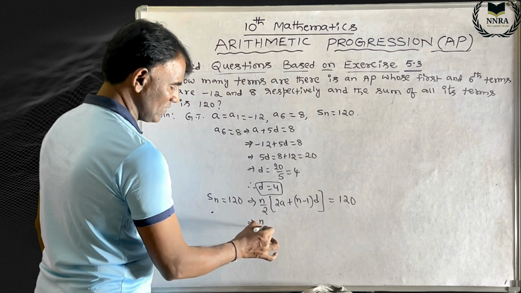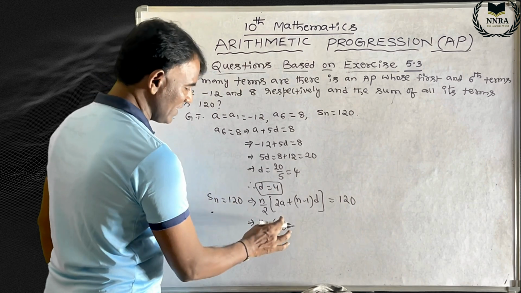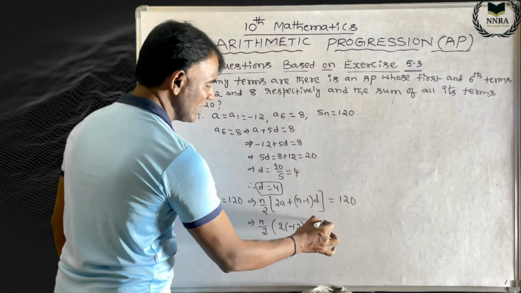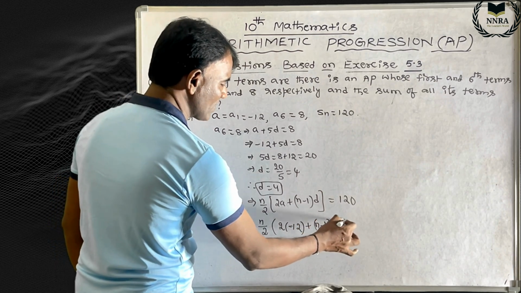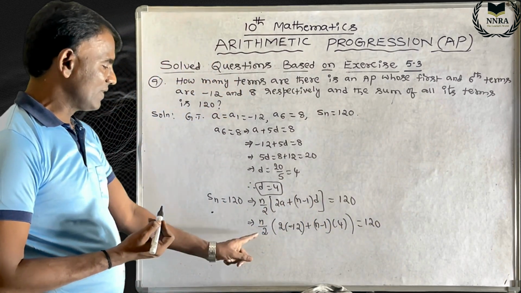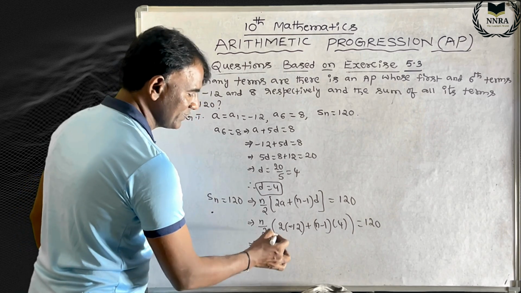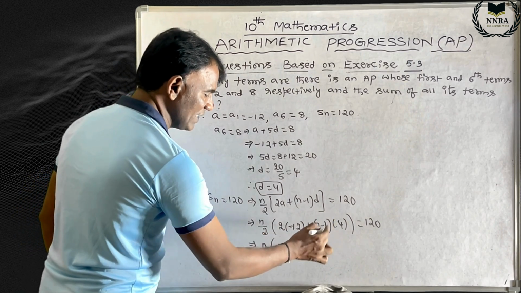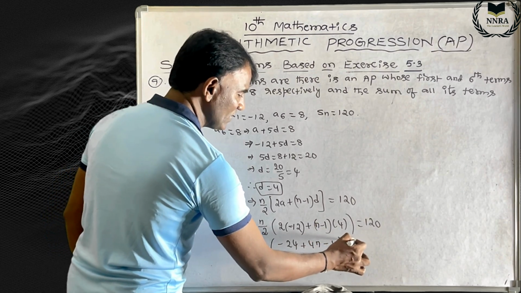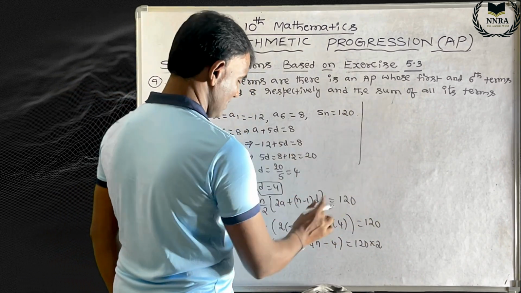Now n by 2, so 2 into, what is a? a value is minus 12, just write minus 12 in bracket, okay? Plus n minus 1 into d value, that is 4, and this whole value is equal to 120. Next step, write this 2, denominator, to that side, okay? Then how to write it? n into, it is minus 24. n into 4 is 4n. 1 into 4, 4 minus, then minus 4 equal to 120 into 2. Got it?